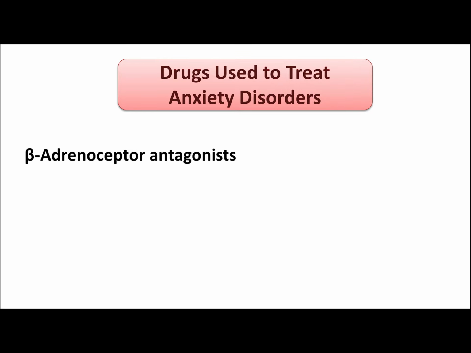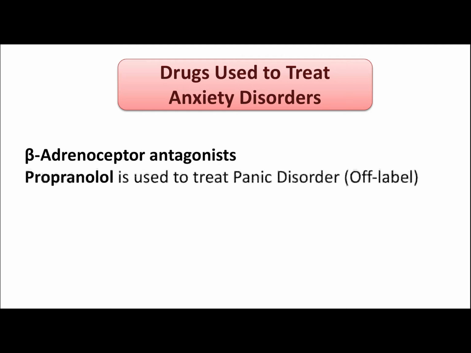And another class of drug used in anxiety disorder is beta-adrenoceptor antagonists. The most common example used is propranolol, which is used to treat panic disorder, which is off-label use, and it is also used to treat aggressive behavior, which is also off-label use. These beta-adrenoceptor antagonists are not used to treat the anxiety itself, they are only used to treat the symptoms of anxiety, for example tremor, shaking, tachycardia, sweating. Such symptoms can be treated or minimized with the help of beta-adrenoceptor antagonists.